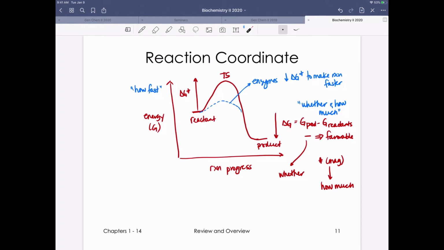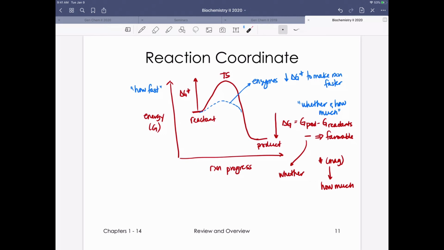Again, deltas are always represented as differences: products minus reactants, final minus initial. Since we have a smaller number minus a larger number, that means this process is negative. That's going to be favorable. We already knew that from our thermodynamics table. Negative free energies represent favorable processes.